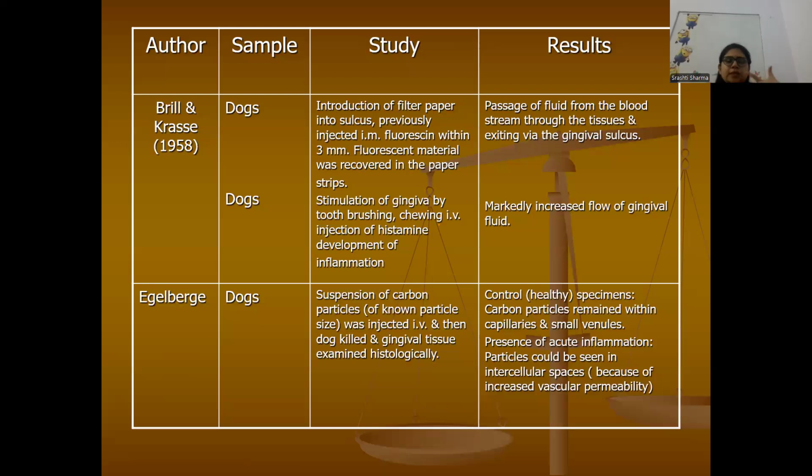So now what was the experiment of Egelberg? He experimented in dogs. What he did was inject a suspension of carbon particles of known particle size intravenously, and then the dog was killed and the gingival tissue was examined histologically. So the controls were healthy specimens. Carbon particles remained within capillaries and small venules. In the presence of acute inflammation, particles could be seen in intercellular spaces because of increased vascular permeability.